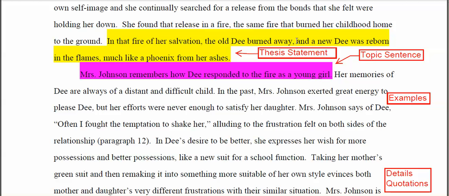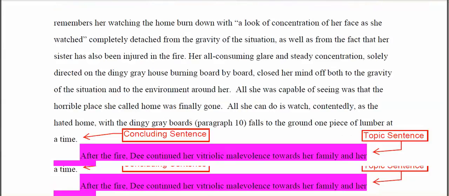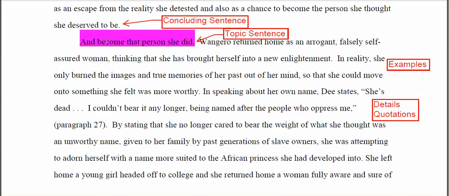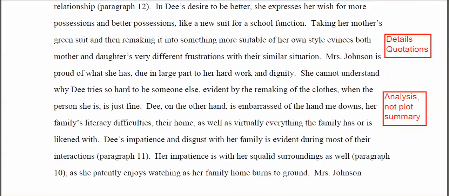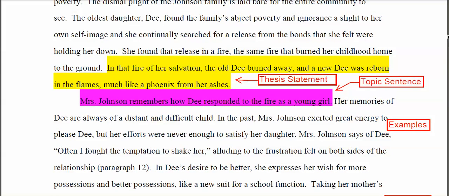And the last body paragraph should be about Dee being reborn. Remember, your topic sentences have to relate back to your thesis statement. Her final topic sentence is, "and become that person she did." That is, a new person reborn. So before you type your essay, please know that your thesis statement and your three topic sentences must be related.